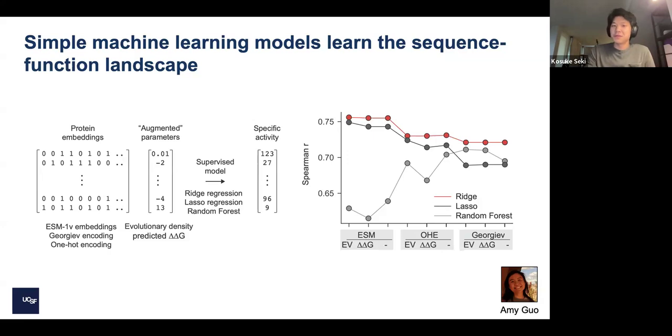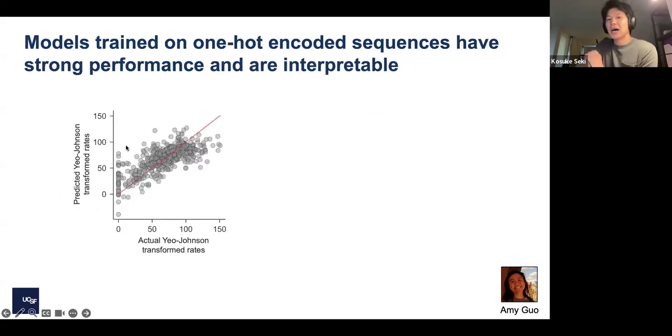However, even though that's true, those ESM embeddings are very difficult to interpret. And so what we actually ended up doing was building a model based on just the one-hot encoding of the protein sequence, just because those are easy to interpret. You can say this mutation at this position causes this effect, and so it's very easy to learn what's going on there. So we built a model just on the one-hot encodings.